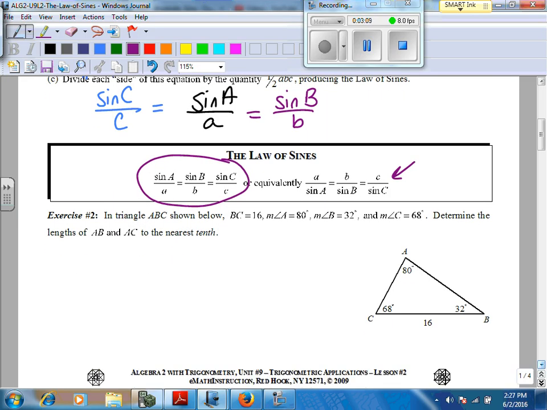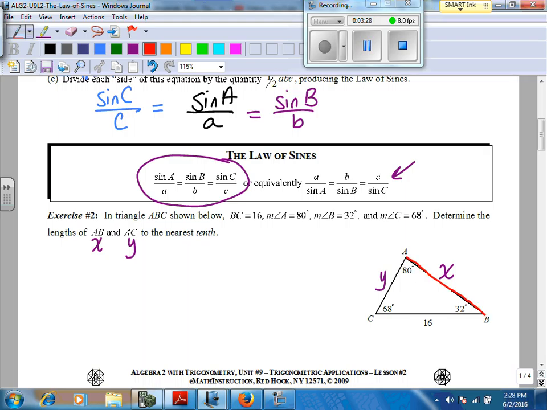So let's look at number 2. It says in the triangle below, you have all that information given. Determine the lengths of AB and AC to the nearest tenth. So I'm going to call AB X and AC Y. AB will be X, AC will be Y. I'm going to work on finding AB first.